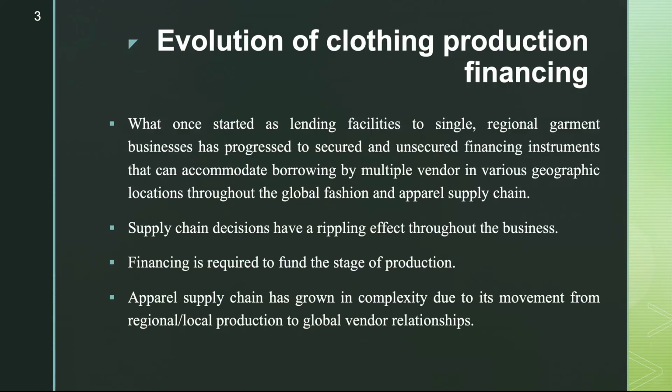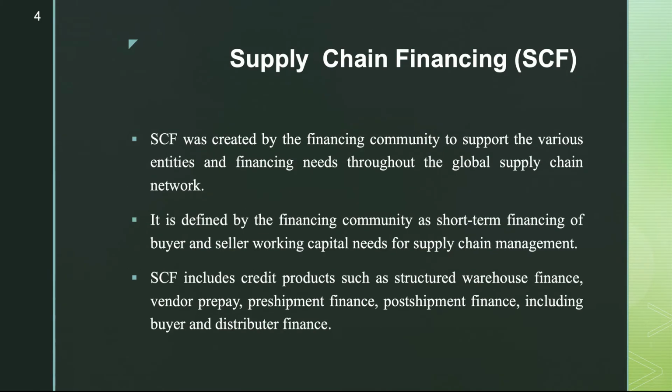Then the apparel supply chain, because of all these, has grown in complexity due to its movement from regional or local production to global vendor relationships. Then we speak about supply chain financing. As the supply chain has become complex, like we spoke about in the last slide, there are too many financing instruments, too many terms, and various sources of finance.